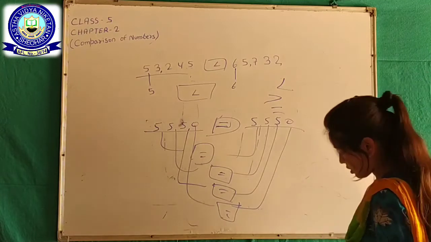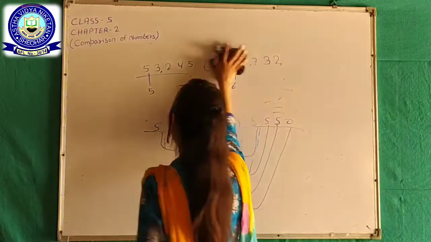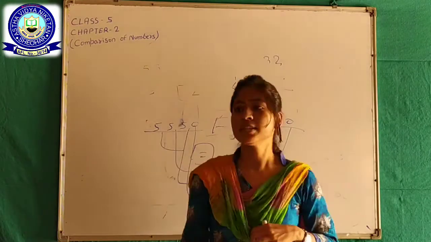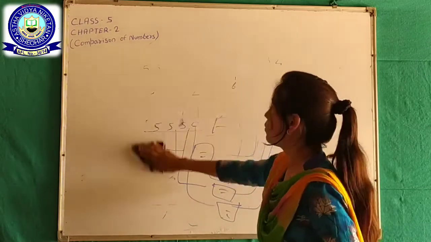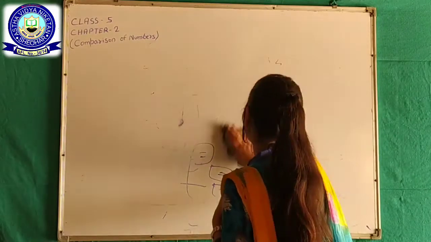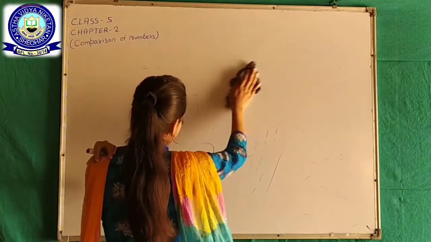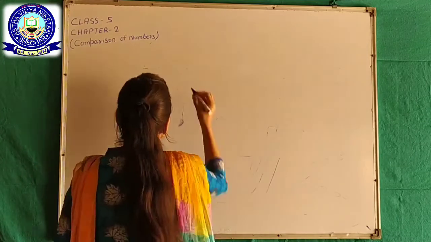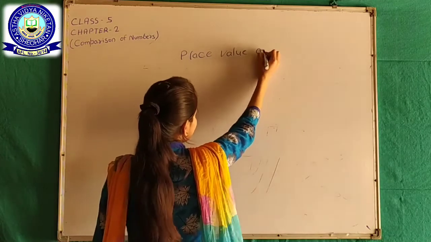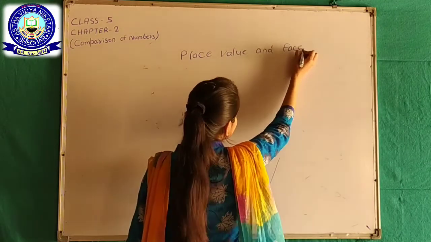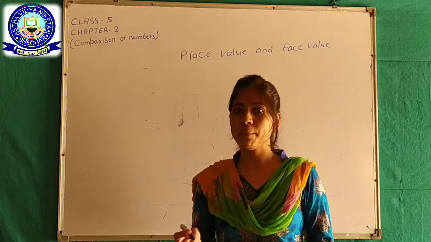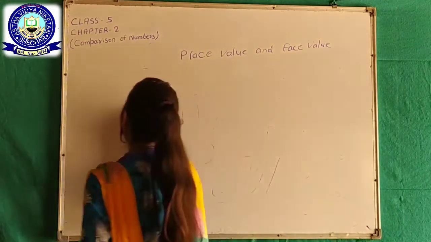And you also know what is place value and what is face value. The face value of any digit is the digit itself, and then the place value. When we have to find the place value, first of all we have to find the position of that digit. Here are some numbers.